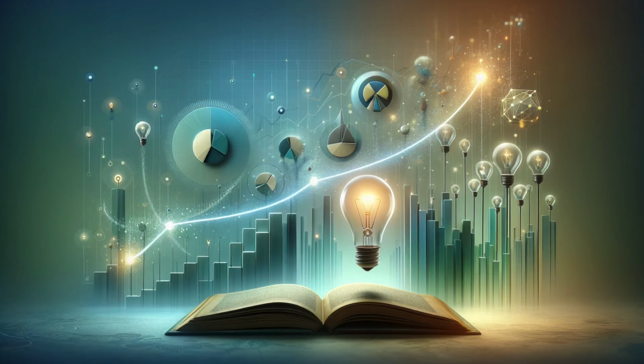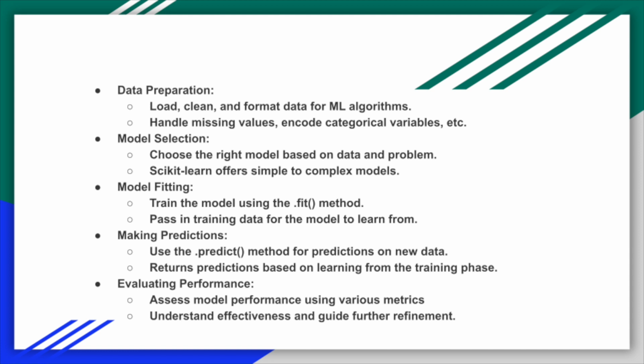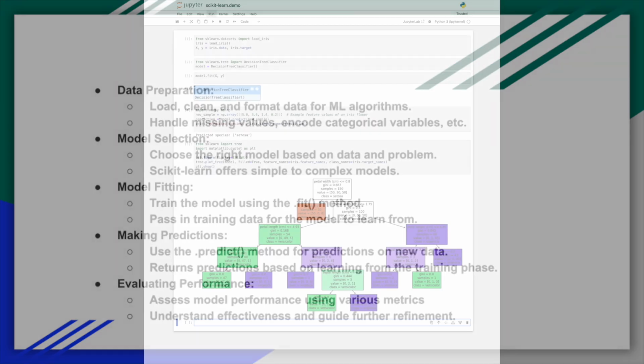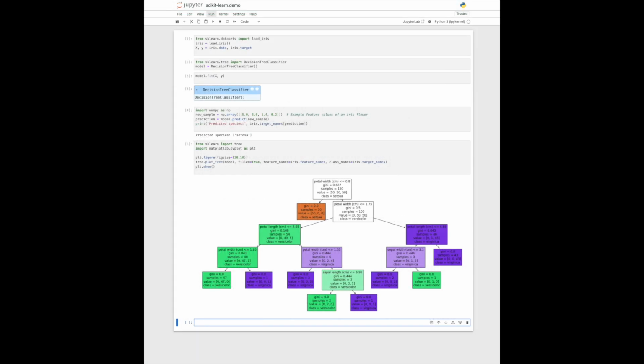As we wrap up our tutorial on Scikit-Learn, let's recap the essential skills we've covered today. We started with an introduction to Scikit-Learn, outlining its role as a foundational tool in machine learning. We then walked through a practical example using the iris dataset, where we demonstrated how to load data, create a decision tree model, train this model, and make predictions.